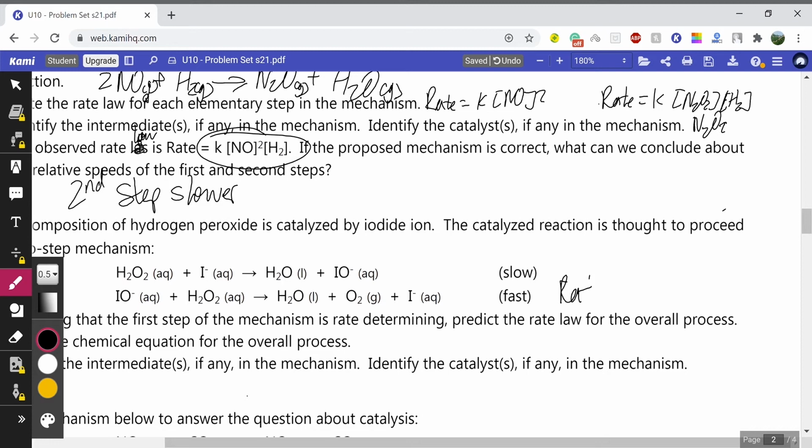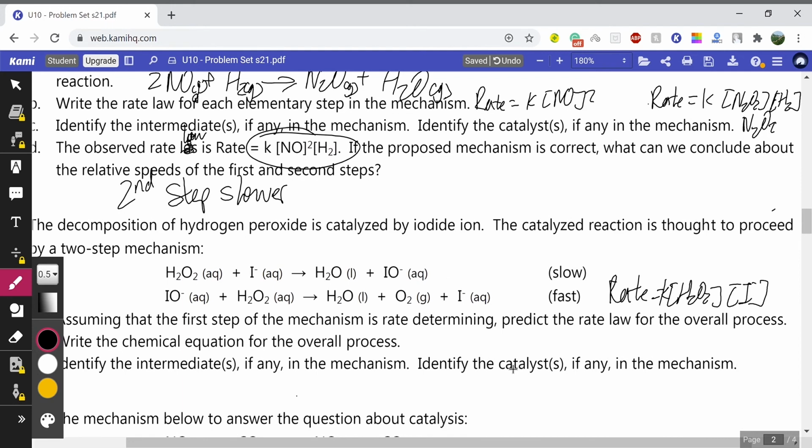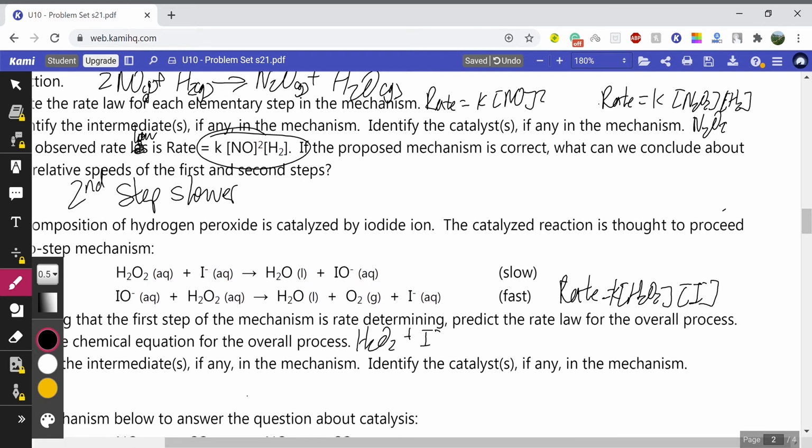So it will be rate equals k times the concentration of H2O2 times the concentration of I minus, the two reactants. Next, the chemical equation for the overall process. This time it didn't ask for a rate law, so we actually have to add up all the reactants and products and watch out for the intermediate and catalyst. So H2O2 plus I minus makes H2O plus IO minus, plus IO minus plus H2O2 makes H2O plus O2 plus I minus.